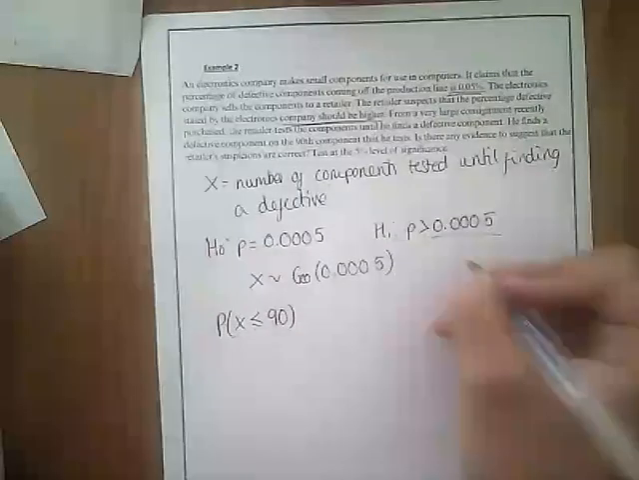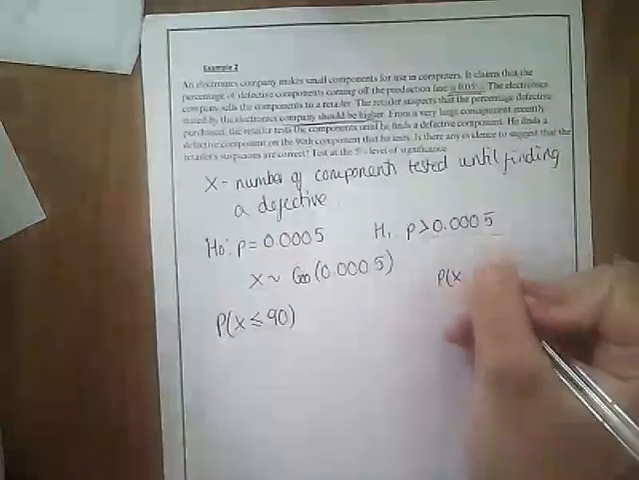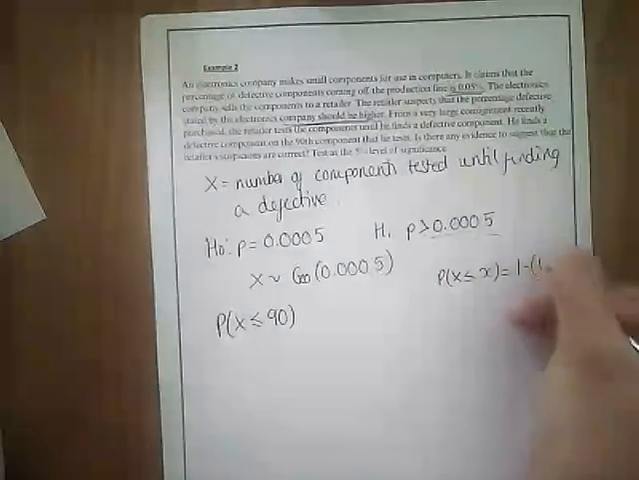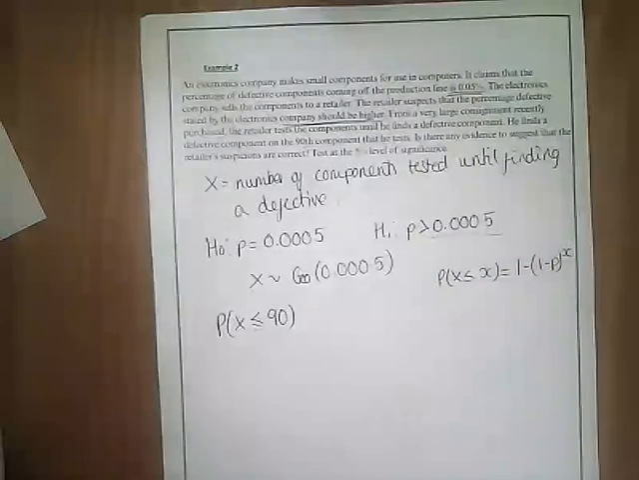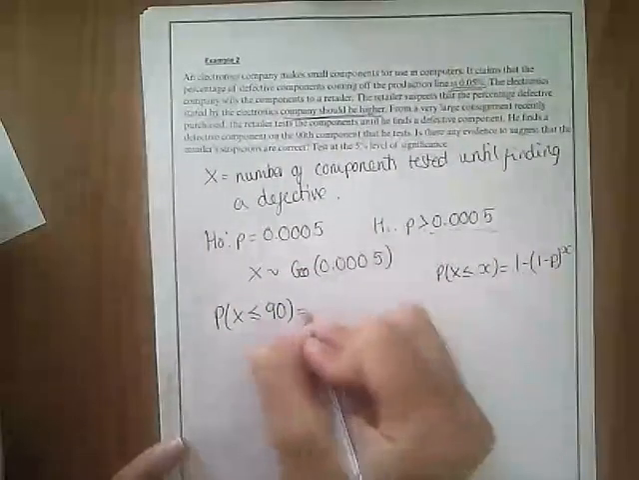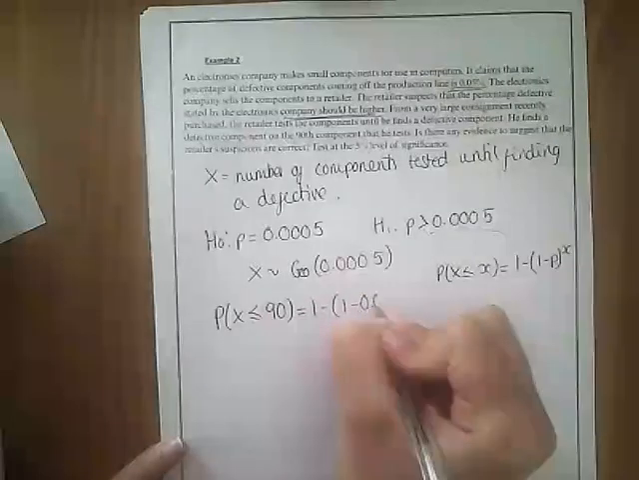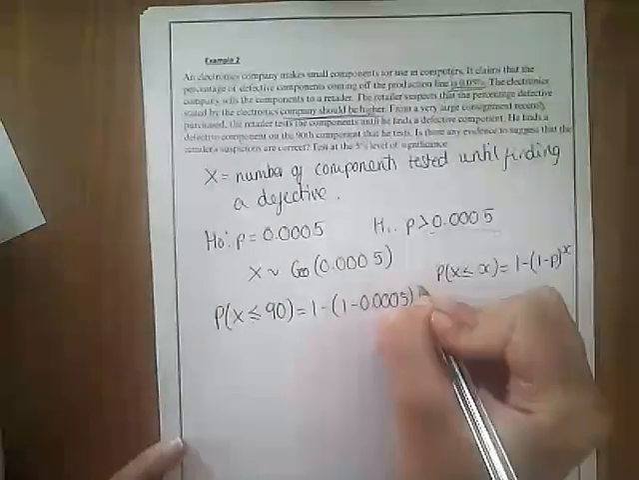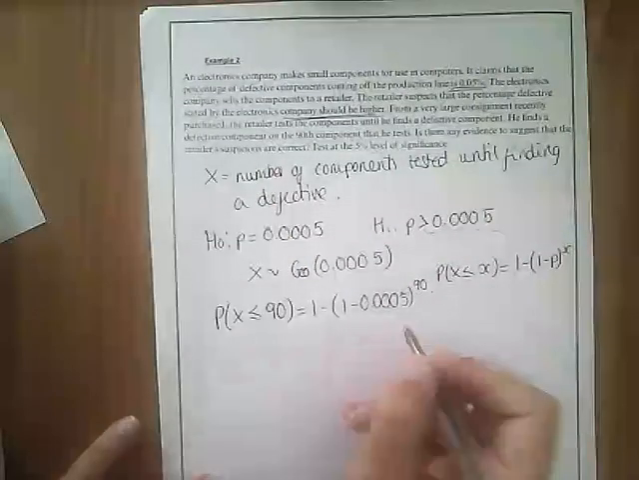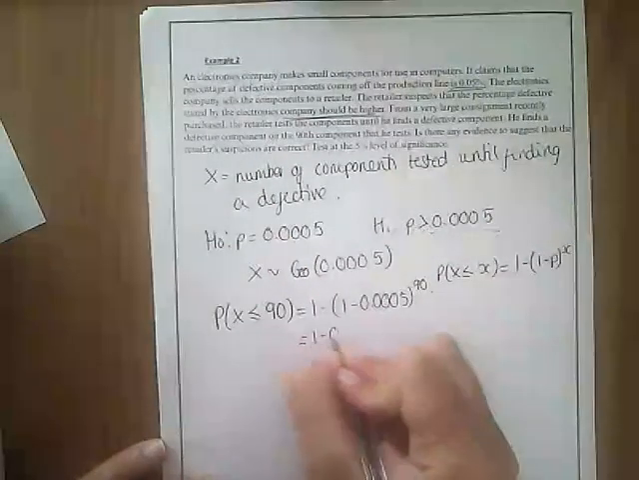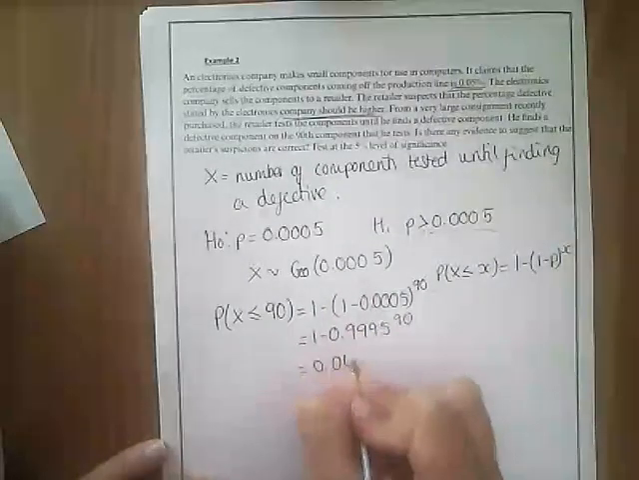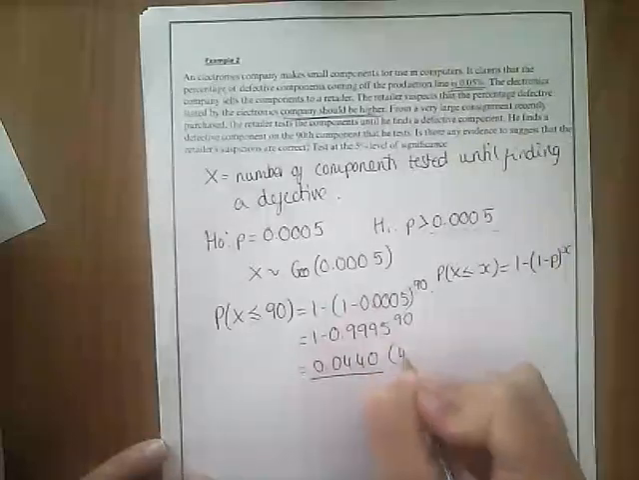Now we're going to use the formula for this, which, hopefully you've got this in your notes. It's in those key points I sent you the other day. So that looks like that. And so this is 1 minus 0.0005 to the power of 90. So that is 1 minus 0.9995 to the power of 90. And then hopefully when you type that into a calculator, it comes up with that.